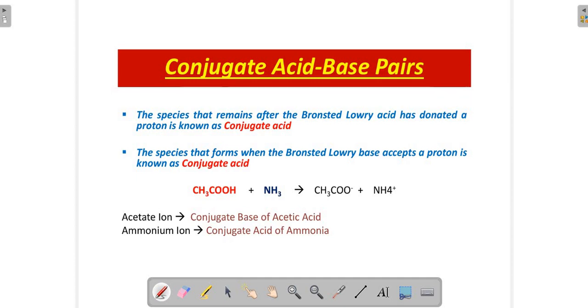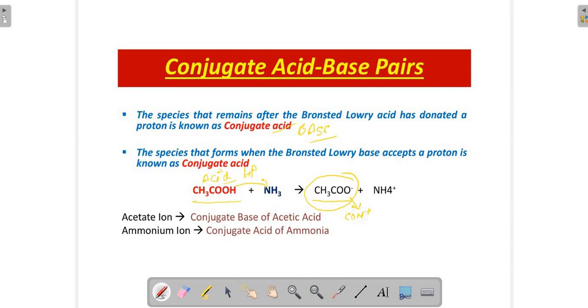Conjugate acid base pairs. So what are the conjugate acid and the conjugate base? The species that remains after the Bronsted-Lowry acid has donated a proton is known as a conjugate base. You can see here that CH3COOH, as I told you earlier, is an example of a Bronsted-Lowry acid. It donated its proton to NH3, and after donating the proton, what is left? CH3COO-. This CH3COO- is the remaining species, that is the conjugate base.